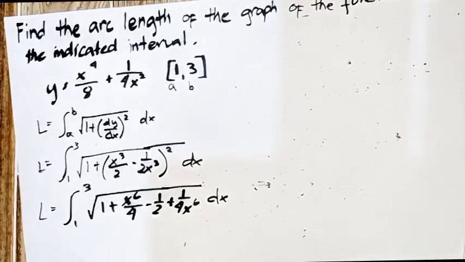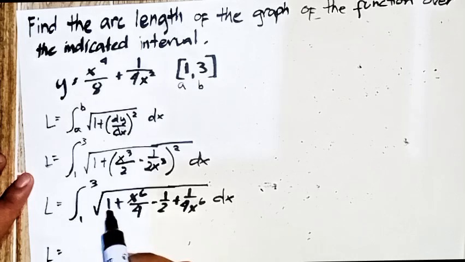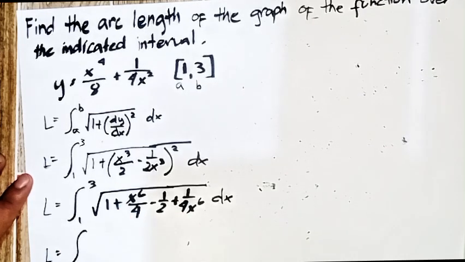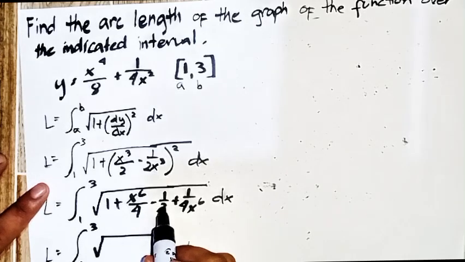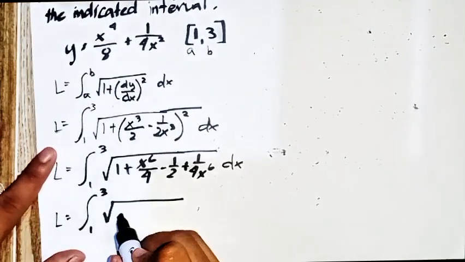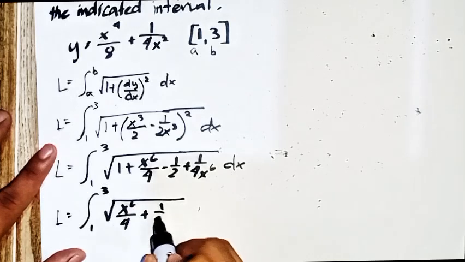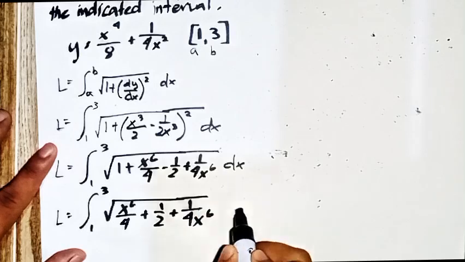Now let's continue. We have the constants 1 and negative 1/2. Let's combine. So copy the integral from 1 to 3 of the square root of 1 plus negative 1/2, which is 1/2, right? So copy x to the 6 over 4, plus 1/2, plus 1 over 4x to the power of 6. Don't forget the dx.